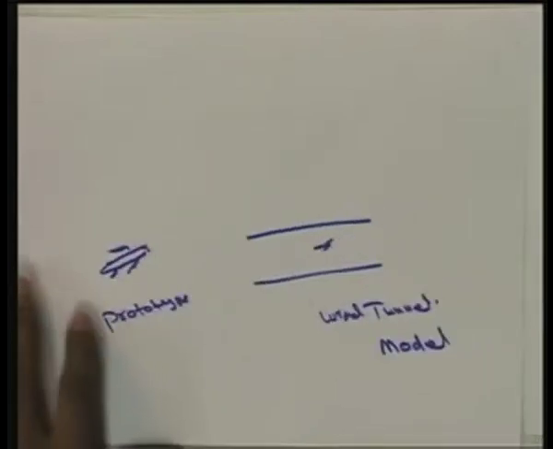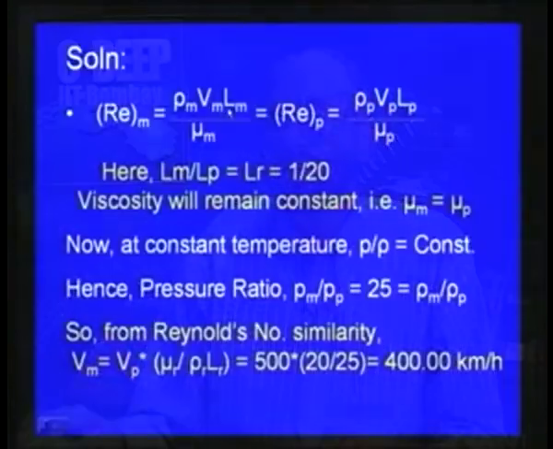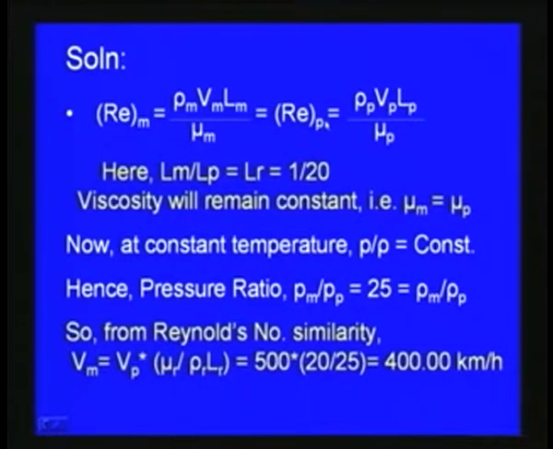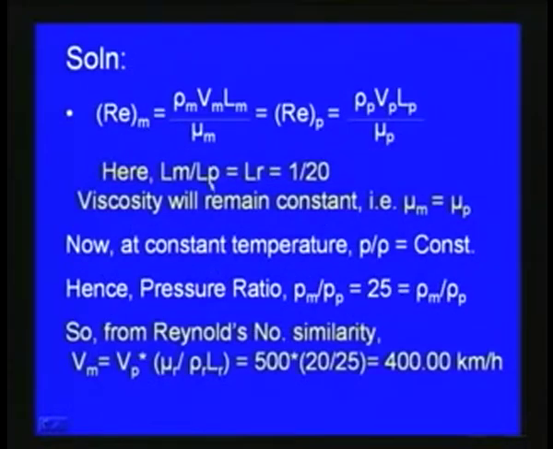So, now for this problem, as I mentioned, the Reynolds model law is important. If we consider the Reynolds model law, rho m Vm Lm by mu m is equal to the corresponding prototype quantity rho p Vp Lp by mu p. Here the scale ratio with respect to length is considered. Lm is given as 1:20. So, Lm by Lp, Lr, is equal to 1/20, and viscosity.